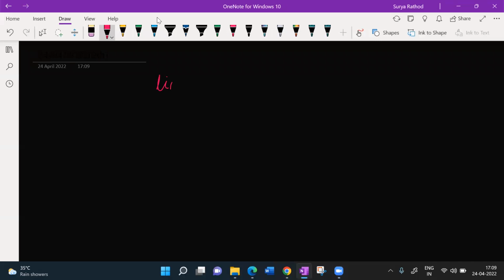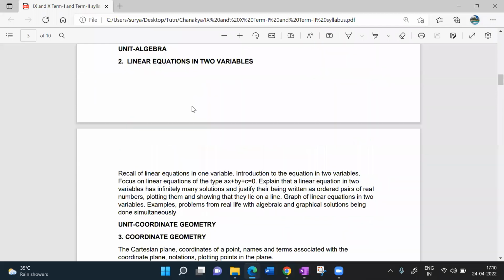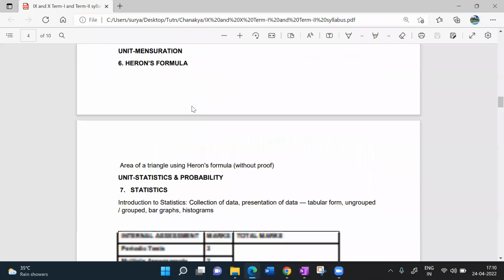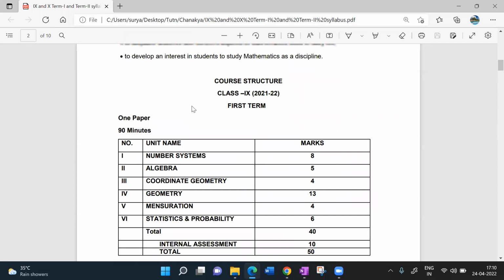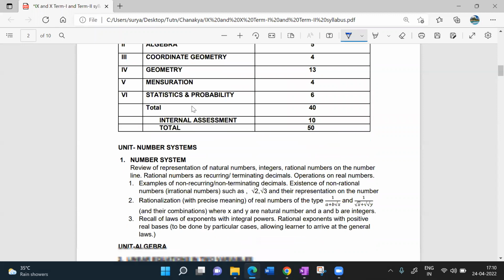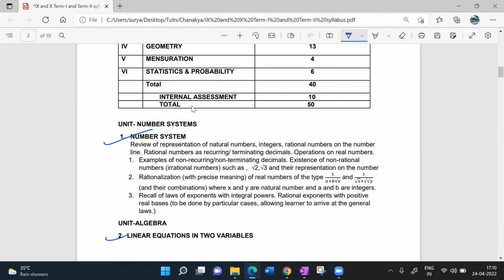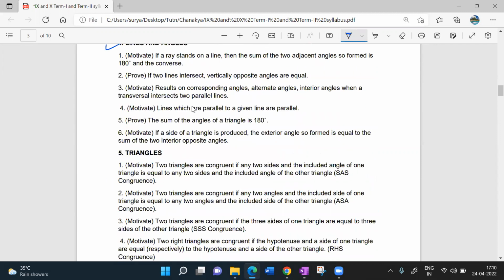Look at this, the topic name is linear equations in two variables. Sir, is it not polynomials? Polynomials we will also discuss, but polynomials are separate from this lesson. Look at this, you have a syllabus here. First term topics: number system, linear equations in two variables, coordinate geometry, lines and angles, triangles.